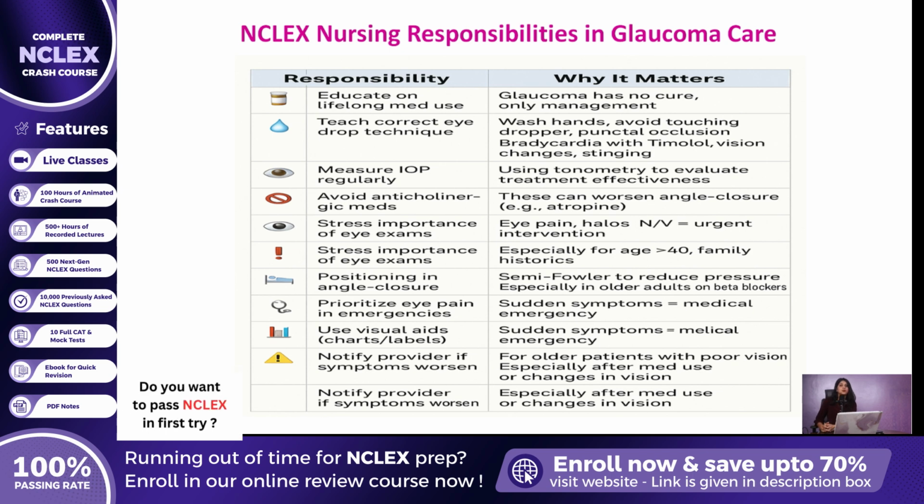In addition, you'll want to monitor for systemic effects of medications, especially in older adults who are taking beta blockers. Remember, these eye drops can still affect the whole body. And let's not forget, if a patient reports eye pain during an emergency, always treat that as a priority. Sudden eye symptoms require immediate action. We're talking potential loss of vision if not addressed quickly. Also, when working with elderly patients or anyone with poor vision, use visual aids.